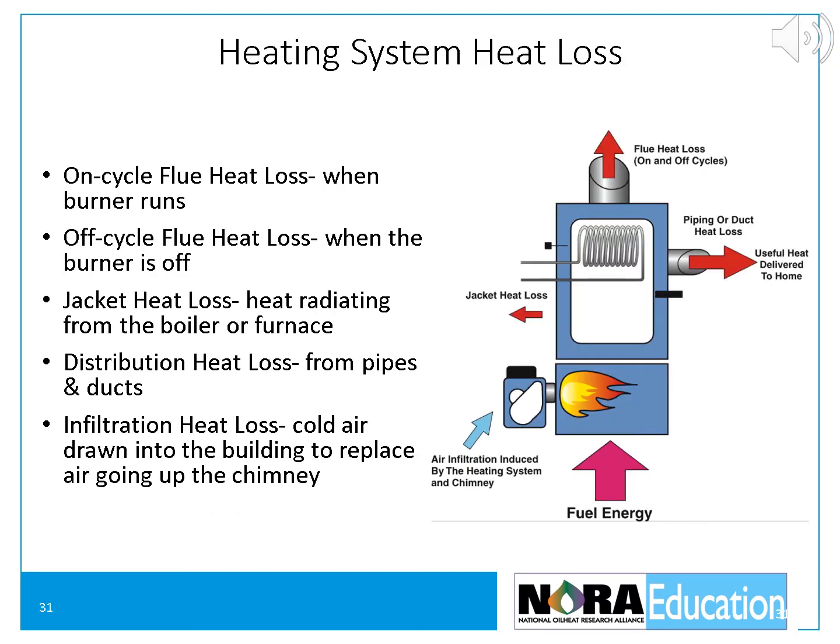Types of heating system heat loss. Heating systems lose heat in 5 ways. On-cycle flue heat losses, that is, losses that occur while the burner is running. Off-cycle heat losses that occur when the burner is off. Jacket heat losses from the boiler or furnace and water heater casing. Distribution losses from the steam or hot water pipes and air ducts. And infiltration heat losses from cold outdoor air being drawn into the building as a result of the operation of the furnace or boiler.